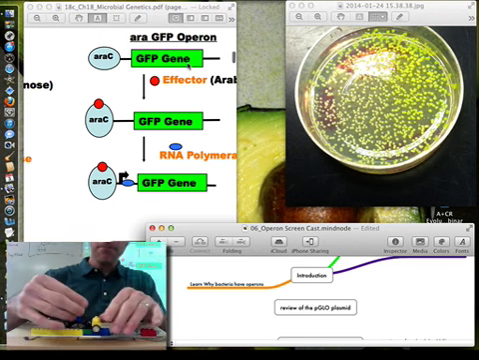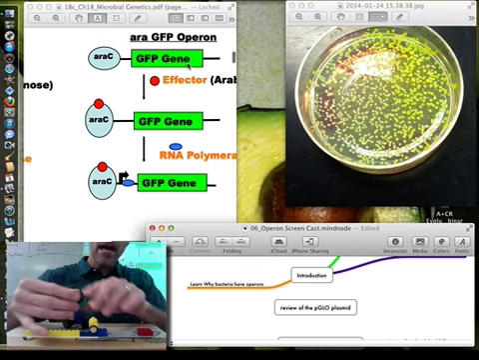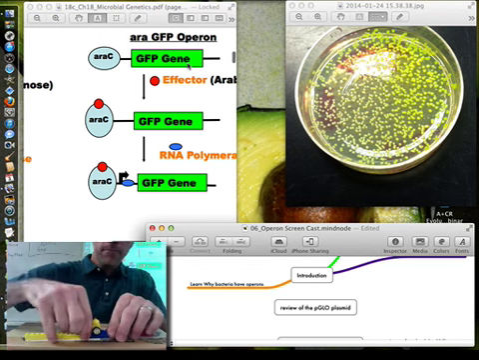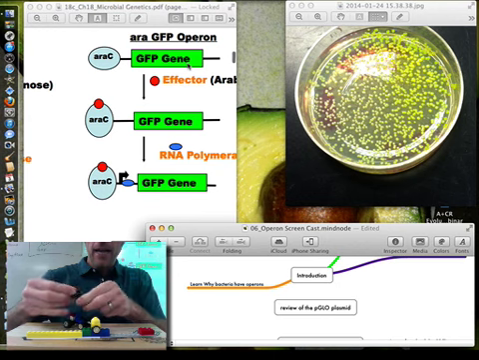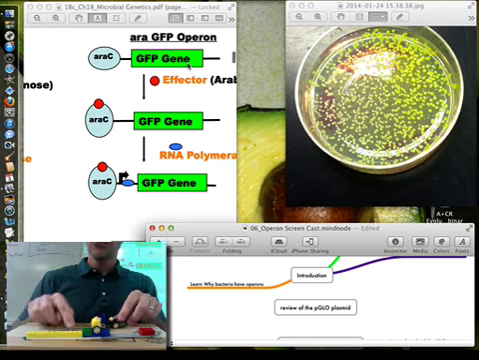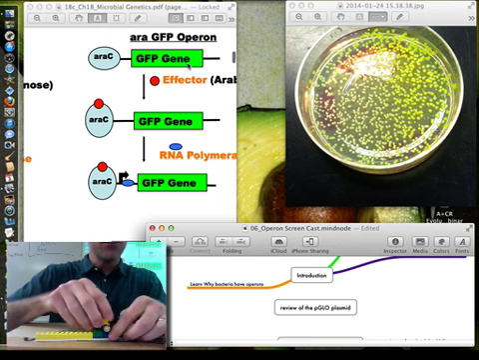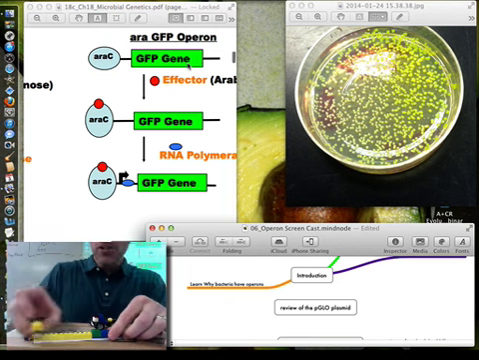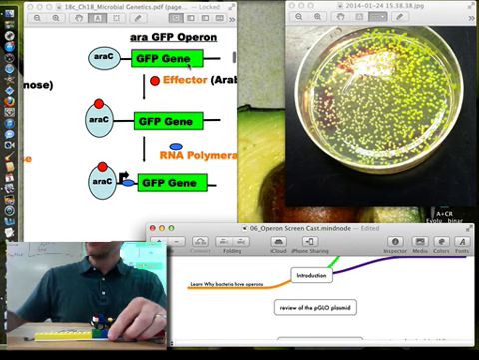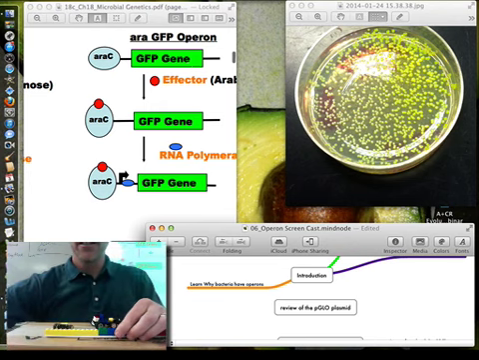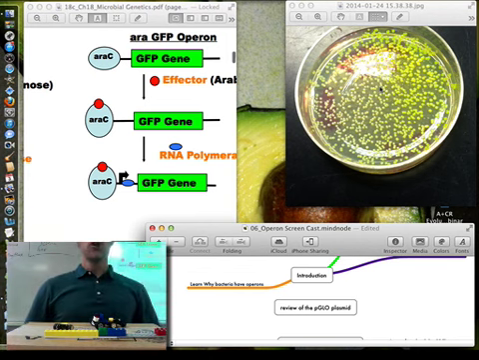So, add policeman's head. Sweet, man, I can see again, right? Policeman hops off the operator and goes looking for his car. There's no cars because there's no genes for cars. What there is, is green fluorescent protein. RNA polymerase cruises down, transcribes GFP into mRNA, and that mRNA is then translated into GFP, and you get the glow. Super cool.